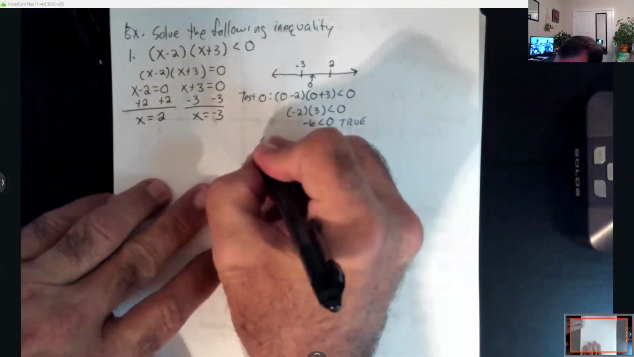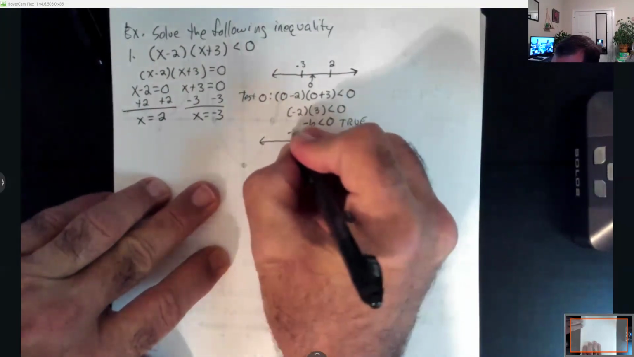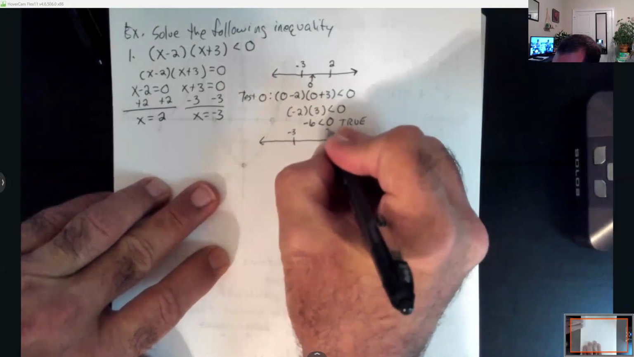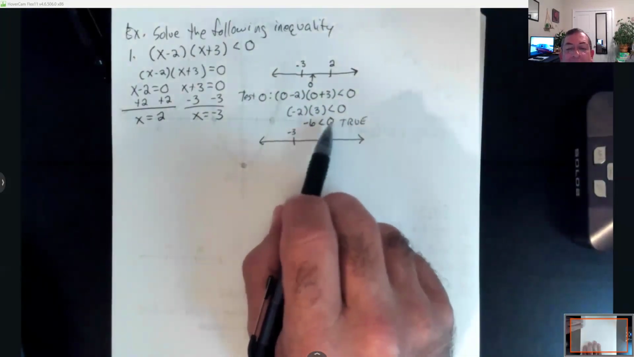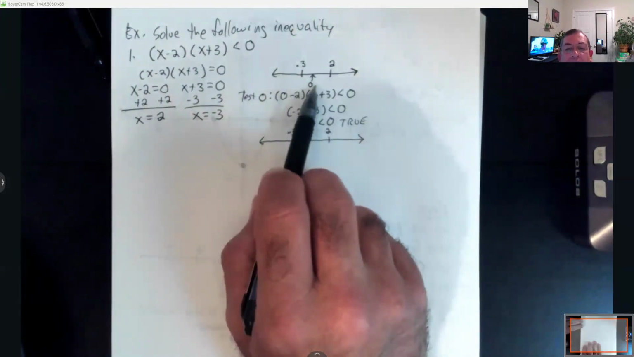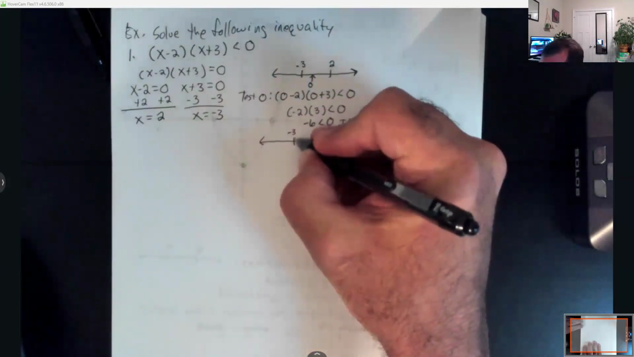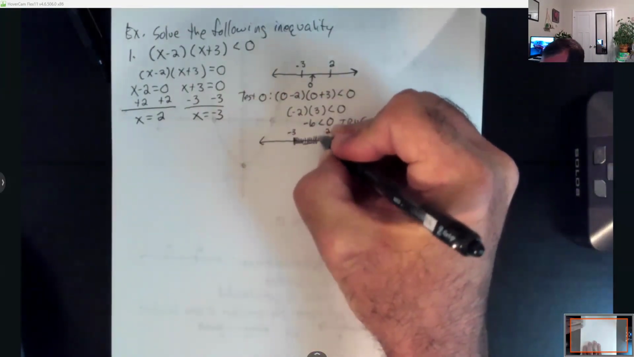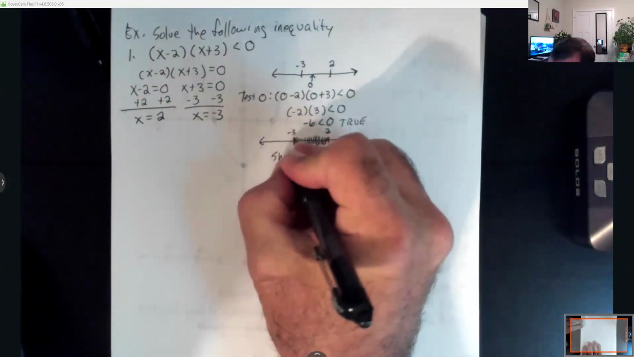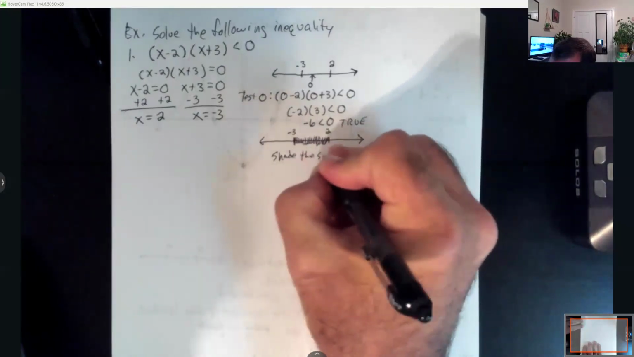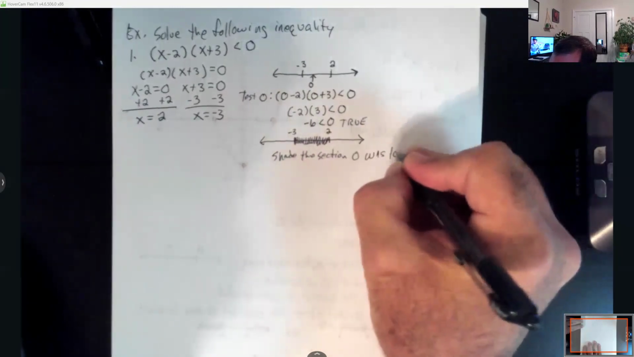So since that's true, let me write my number line again. There's -3, and there's 2. So since -6 is less than 0 is true, and 0 is in the section between -3 and 2, that means we're going to shade the section where 0 was located. So shade the section where 0 was located.